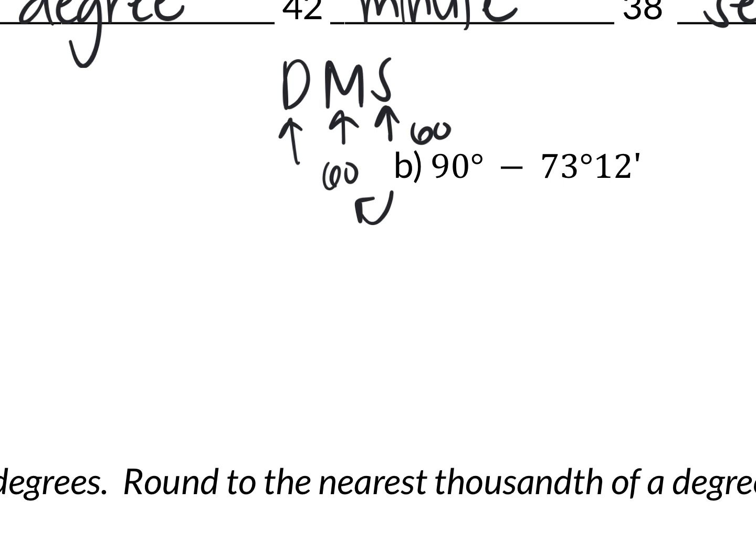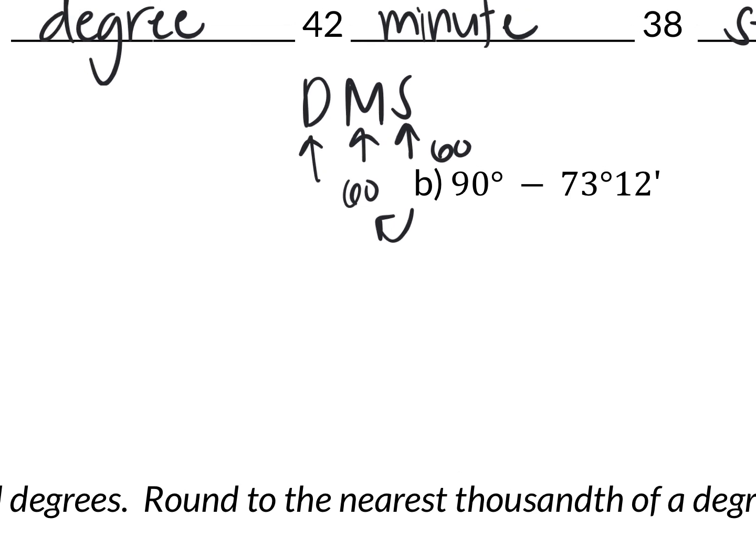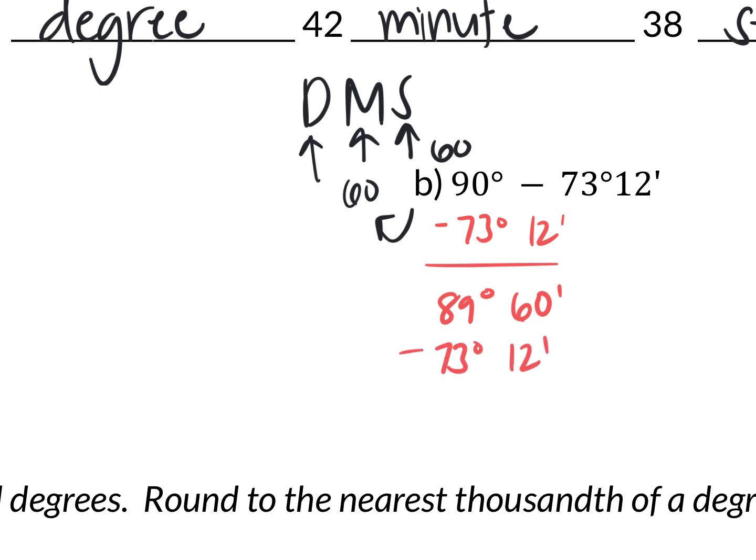So I've got 90 minus 73 degrees, 12 minutes. Well, if I just wrote 90 minus 73 degrees and 12 minutes, do I have anything to subtract from the 12 minutes? I just have 0 here, right? So I'm going to need to borrow one from the 90 degrees and make it 89 degrees. And then how many minutes am I going to have? 60. So it's going to be 89 degrees, 60 minutes, minus 73 degrees and 12 minutes.